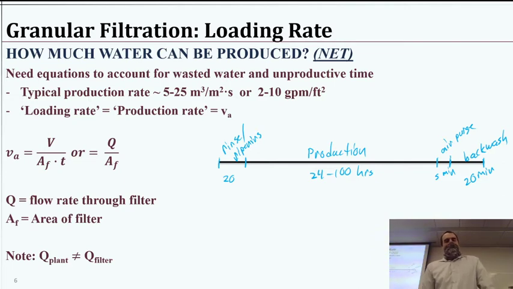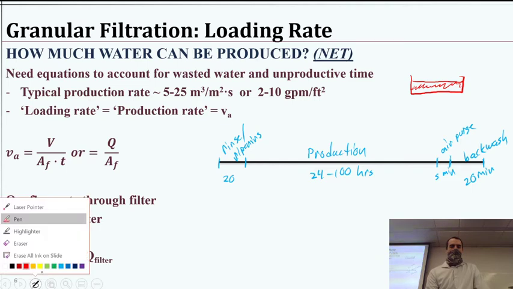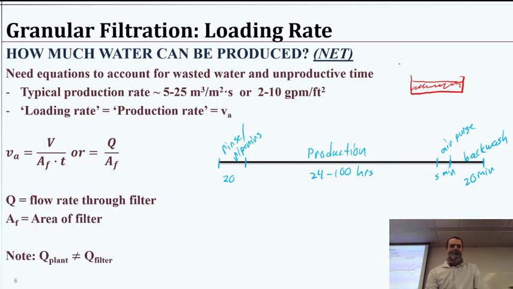Okay, so as we think about the amount of water we're producing, the first parameter that we want to look at is the loading rate. What I mean by loading rate is how much water we are adding to the filter during the production time. So if we have our filter and it's full of some media, what we're looking at is how much water we are adding to that over time.